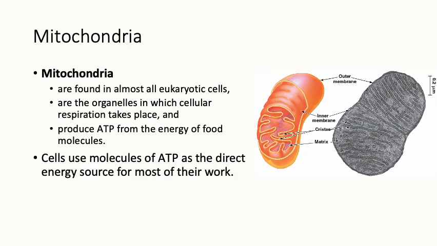Mitochondria are present in nearly all eukaryotic cells and are the sites of cellular respiration. Here, energy stored in food molecules is converted into ATP, the molecule cells use as their immediate source of energy. ATP powers processes such as muscular contractions, active transport, and biosynthesis. Cells that require large amounts of energy, like muscle or nerve cells, often contain many mitochondria.